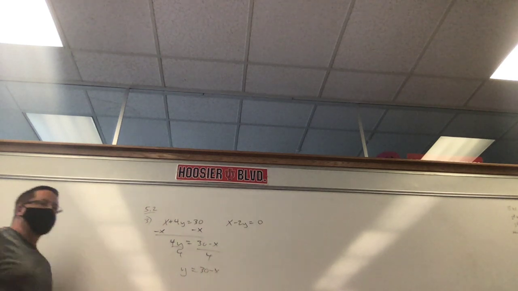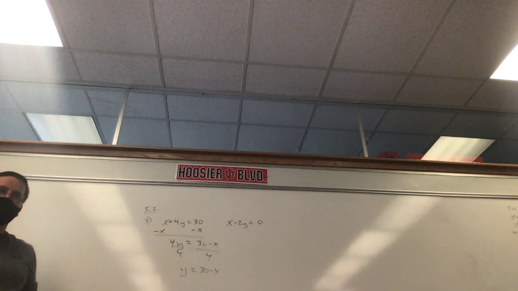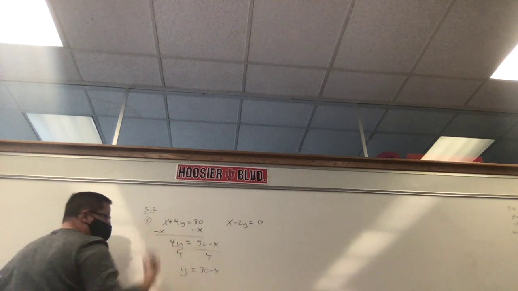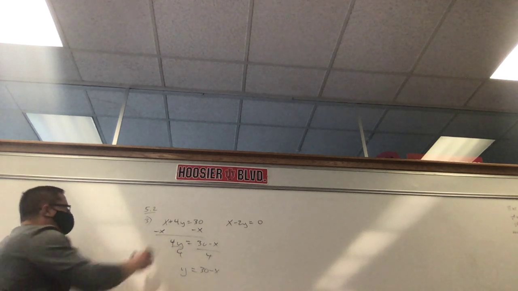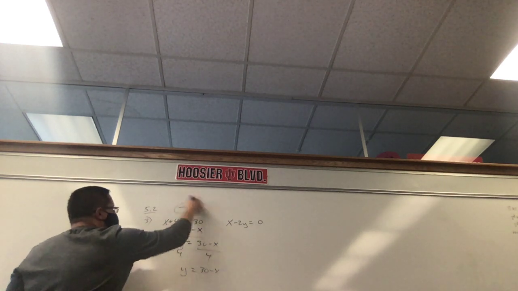Which was easier? Getting the x by itself or the y by itself? Getting the x by itself. You just did what? Because you got rid of the 4y. How? Because you subtracted 4y. You subtracted 4y, okay? So in this case, you just have to subtract 4y.